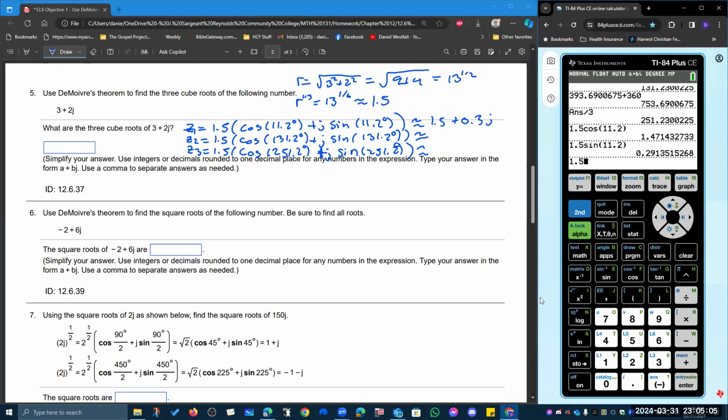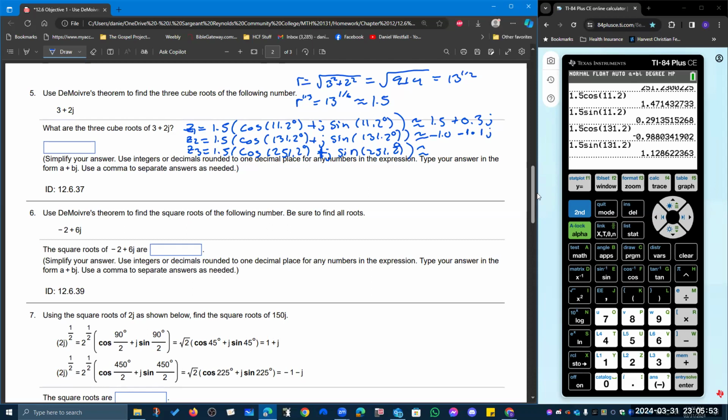1.5 cosine of 131.2 is negative 1.0. Then 1.5 sine of 131.2 is going to be negative 1.1 j.